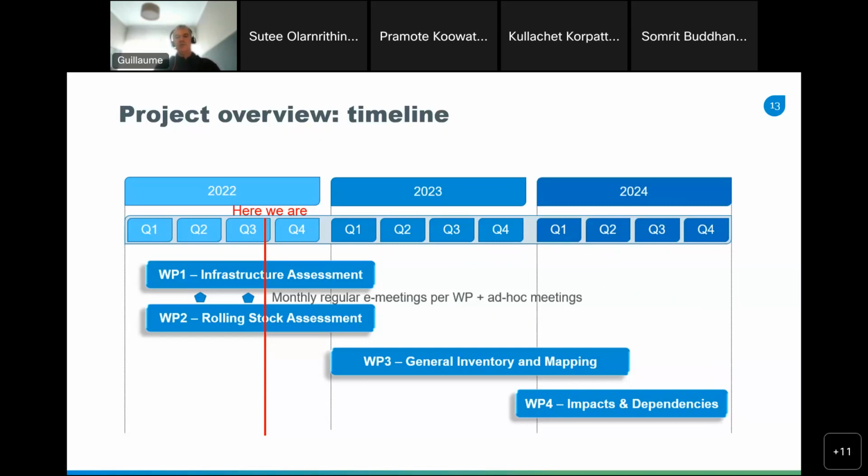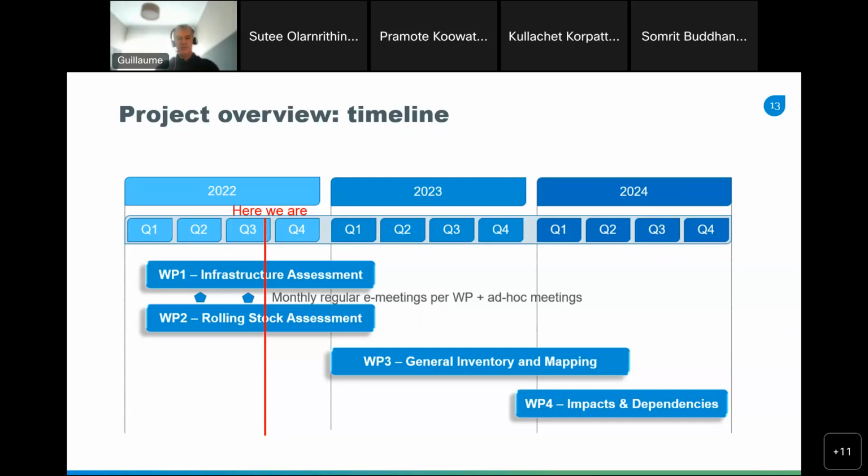Each of these work packages will be finalized with one or several deliverables. At the end of Q1 2023, we will have at least 2 deliverables at the end of each work package period. Maybe we would be able to share the content of those deliverables with other members or other stakeholders outside, but that will be a next step.